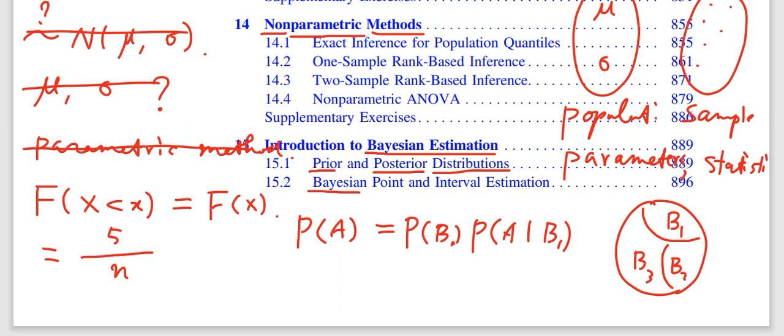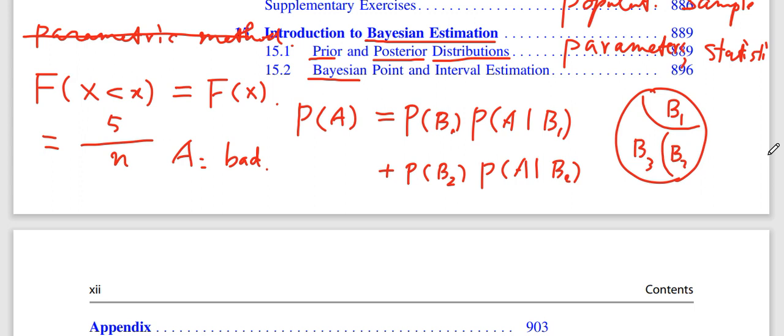Suppose A is a really bad thing that happens. So this is the probability for A. What is the chance some bad thing happens? So it equals P(B1), among those people in B1, this bad thing happens, plus B2, and in B2, this thing happens, right? So we have this formula.